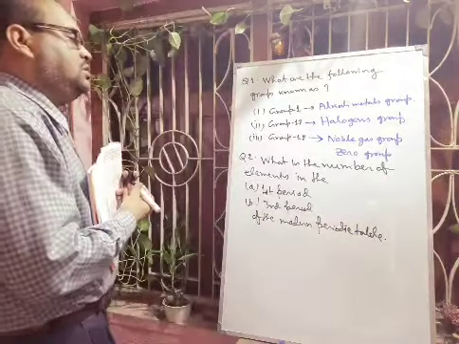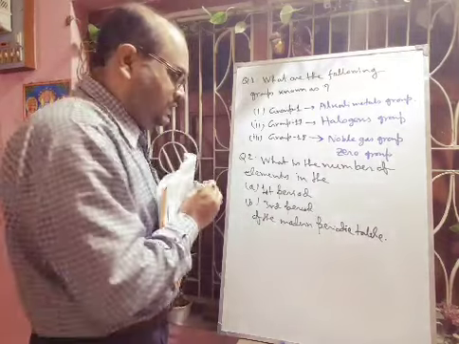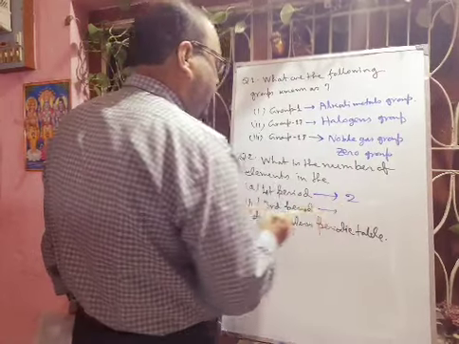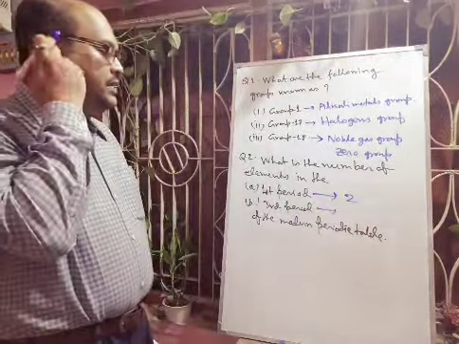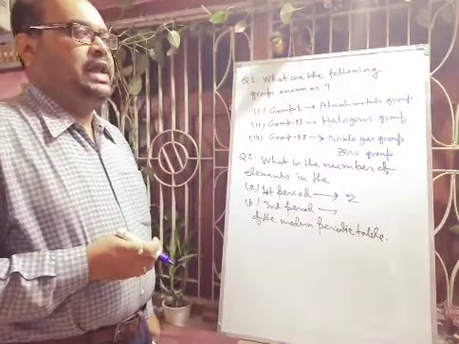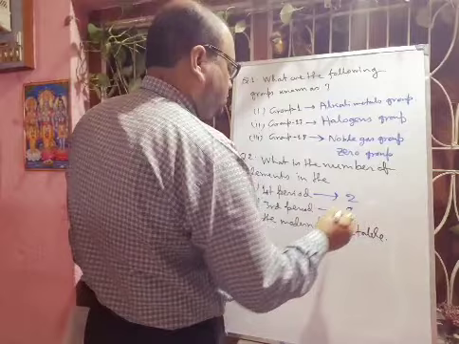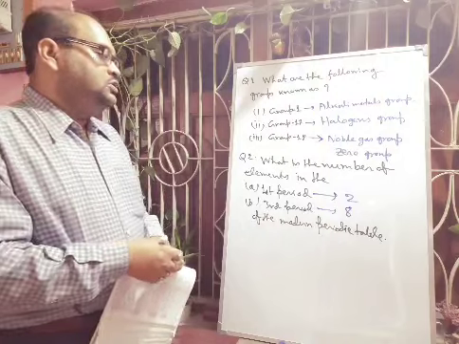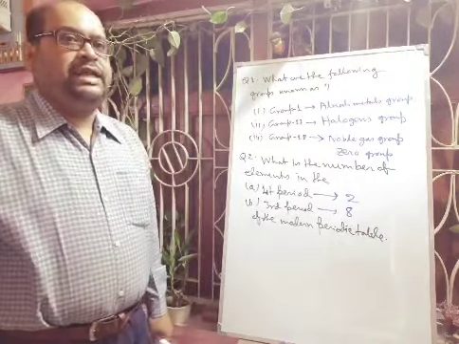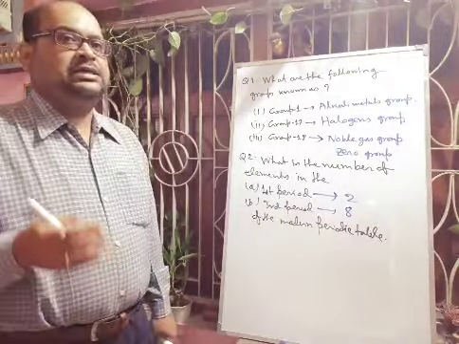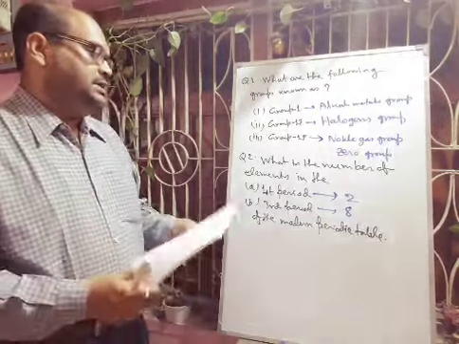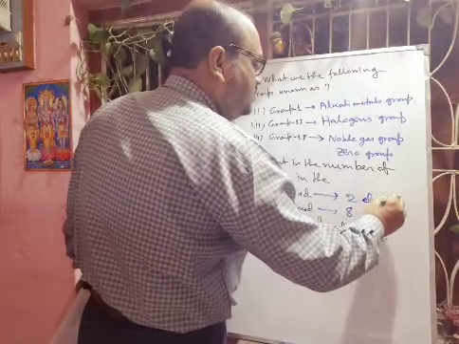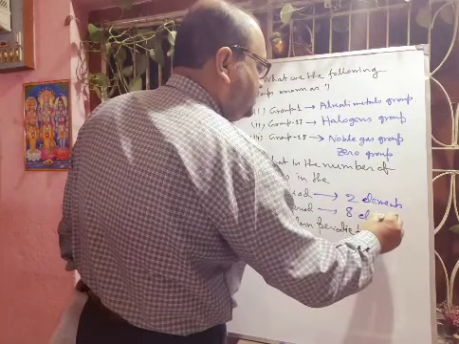So in first period, the total number of element will be 2, that is hydrogen and helium. And in third period, total number of element will be how many? 8. So in third period, sodium, magnesium, then aluminium, silicon, phosphorus, sulfur, chlorine, argon. 8 elements are there. So here you write 2 elements, and here you write 8 elements.